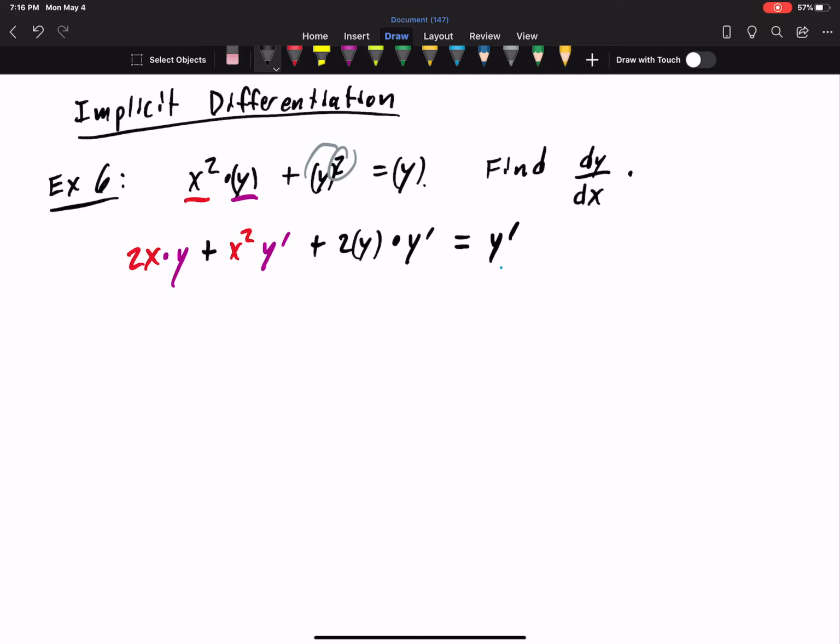What we want to do is get all of our y prime stuff on one side and get all of our non-y prime stuff on the other. So all of our y prime stuff is here, here, and here. We want that on the left-hand side. Our non-y prime stuff, I need a different color, yellow, we're going to move to the right-hand side. So rewriting, keep all of the y prime stuff over here. So we have x squared y prime plus 2y y prime, and then we're going to subtract y prime from both sides. So let me do that in gray. Subtract y prime from both sides, because we want that over on the left.